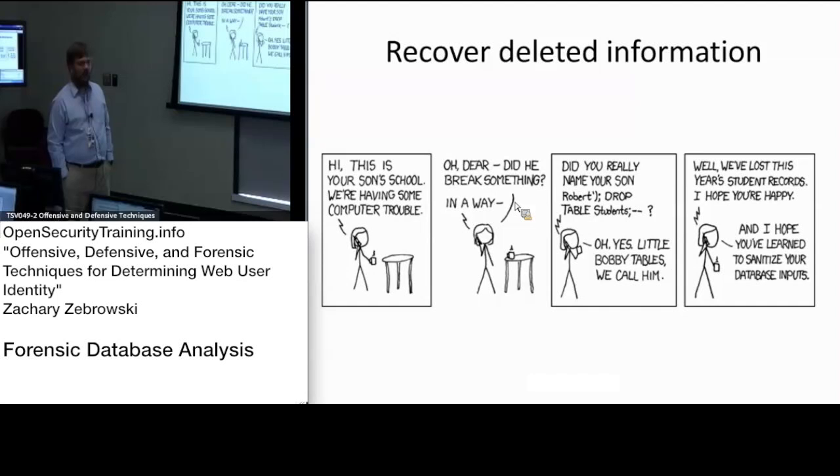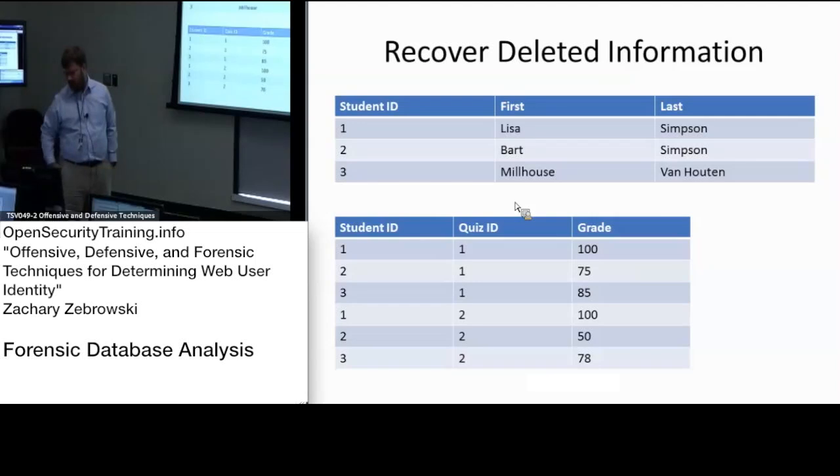So you can possibly recover deleted information from the database. This is the XKCD comic, which is awesome, where someone tried to drop the table students from a school's database. Well, it may not actually be the end of the world, because if you have a table like this where you have three students, Lisa, Bart, and Milhouse, and you have them all take two quizzes, and Lisa gets two 100s, Bart gets 50 and a 75, and Milhouse gets 78 and 50, that's actually a reasonably good profile for the individual users.